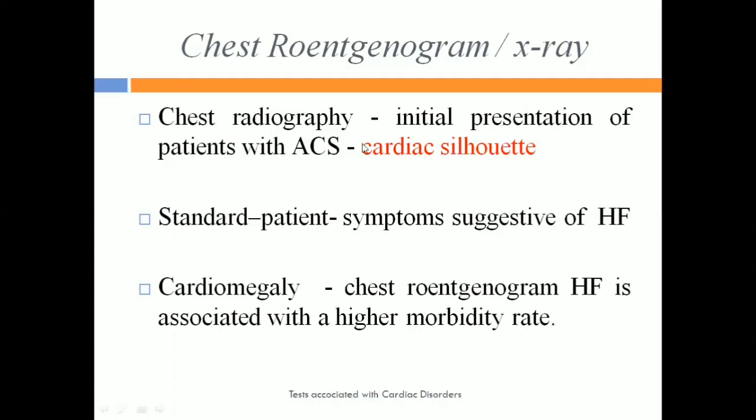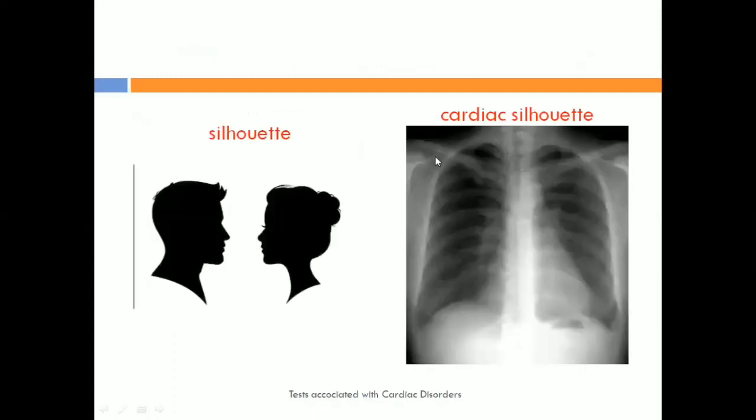Here, you can see there is a cardiac silhouette. So what do you mean by cardiac silhouette? Generally, if you see these two images, a silhouette is nothing but a black color image of a certain object on a white background, or a white color image of the thing on a black background. It can be either. This is a normal silhouette. In simple terms, we can say a shadow of certain objects.